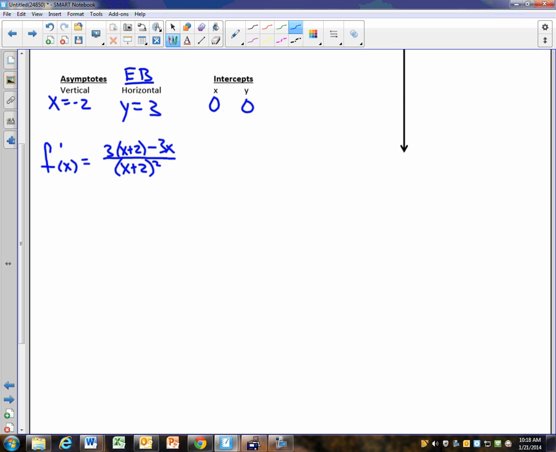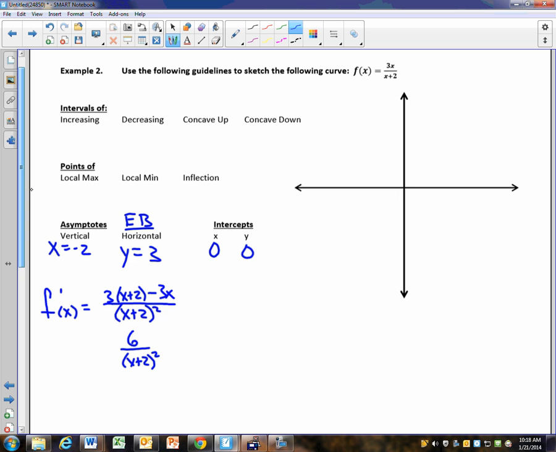How does that simplify? What does the numerator simplify to? 6 over x plus 2 quantity squared. So, where is the derivative undefined? -2. Are you surprised? No, we have a vertical asymptote there, so therefore the derivative cannot be identified there either. Now, I want you to think about this derivative very carefully, though, okay? I'm going to put it right up here.